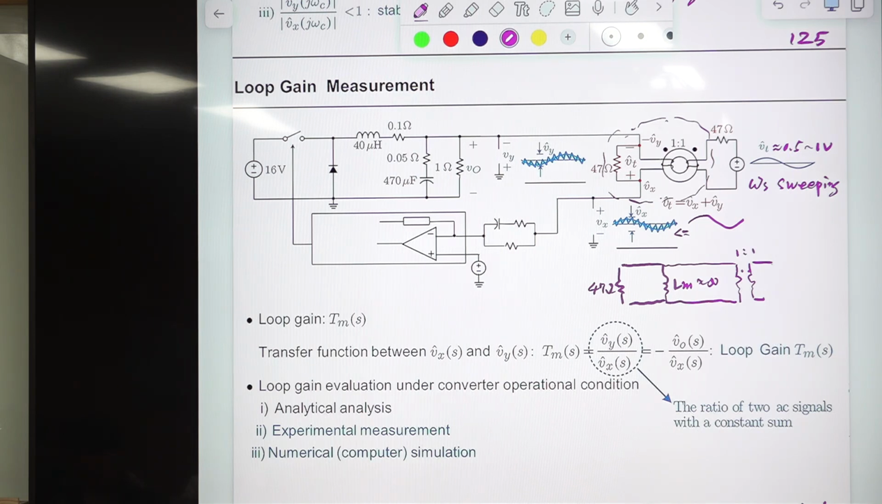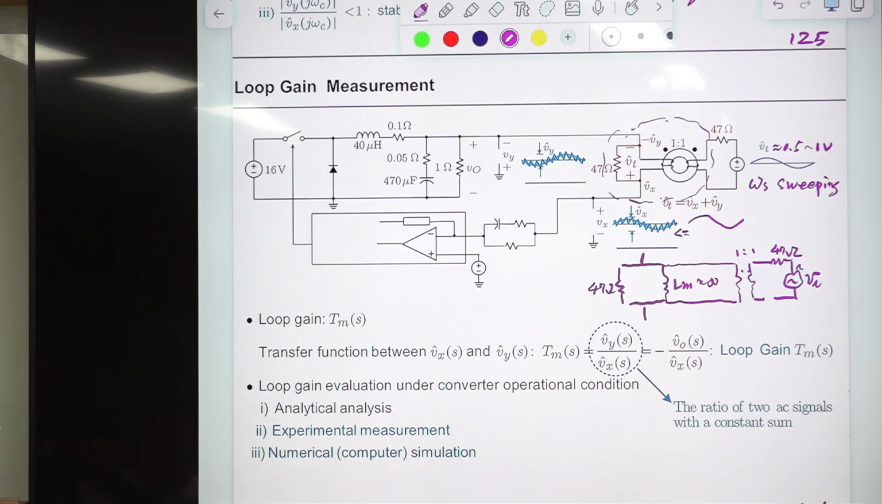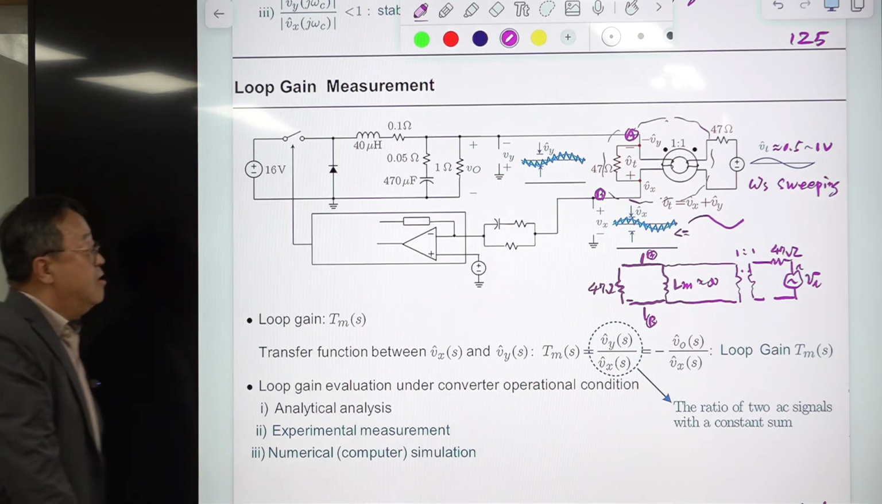And there is a resistor, and this is a sinusoidal waveform. This is VT. This is a 47 ohm. And this is connected to the output, and this is connected to this part. So let me label this as A here and B here. Then this is A and this is B. Okay, understand this? This is the equivalent circuit.